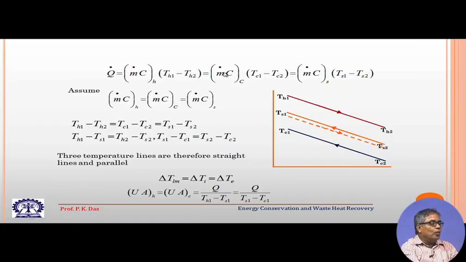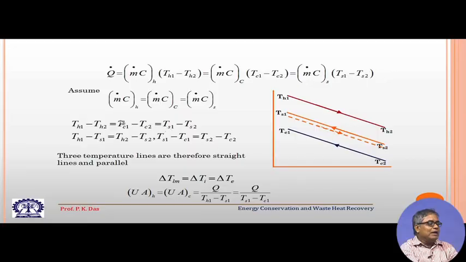So, we get this, this is the rate of heat transfer as far as the hot fluid stream is concerned. This is the rate of heat transfer as far as cold fluid stream is concerned, and this is the rate of heat transfer as far as the intermediate fluid stream is concerned. And then we have assumed that they are operating under steady state, there is no energy storage, and at the same time we have also assumed that there is no heat loss.